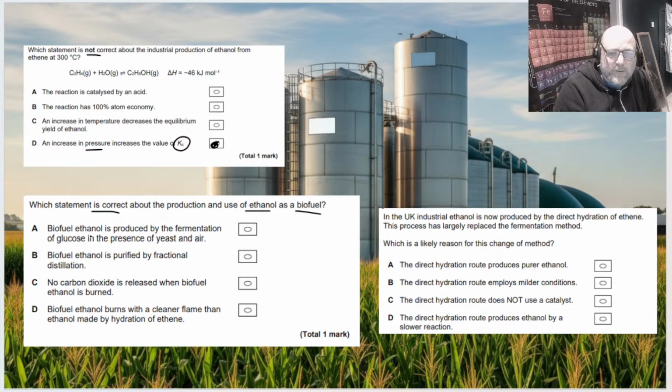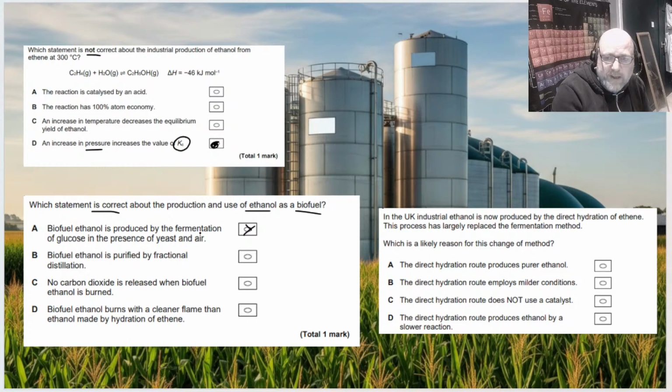A biofuel. So let's check out A. Let's go through them. A: biofuel ethanol is produced by the fermentation of glucose in the presence of yeast and air. There's a mistake here which I didn't highlight on the last slide. So why is A wrong? There's one incorrect bit. Most of the sentence is correct. What's the incorrect part of statement A?